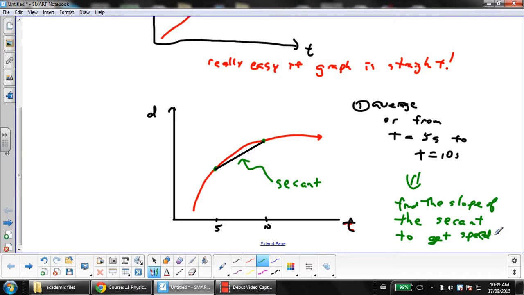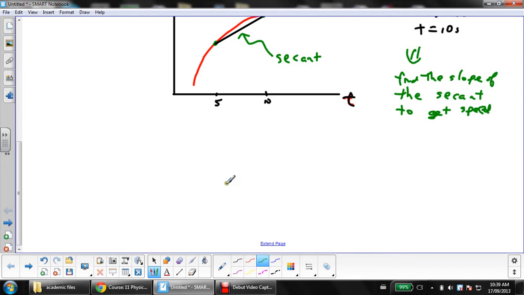That's like your code word in a graphing question. You see the word average speed or average velocity. Bang, you got to think secant. It might not say average. It might say, what is the speed from 5 seconds to 10 seconds? Boom, that's code in the question for draw a secant, find the slope of that secant, because it's not so easy to find the slope of a curved line.